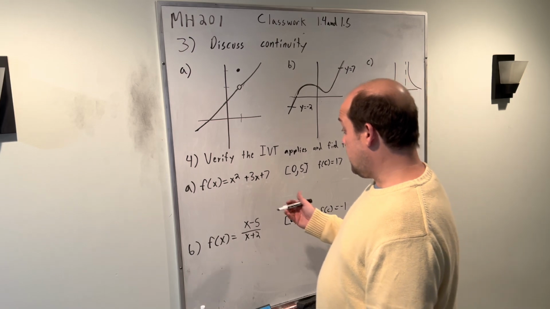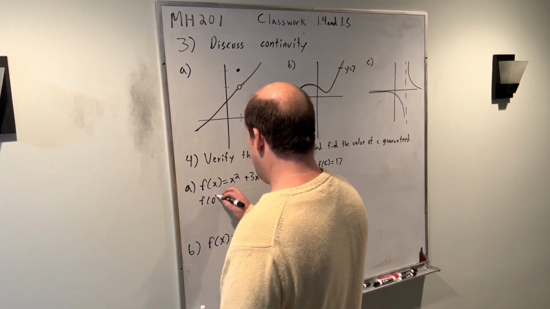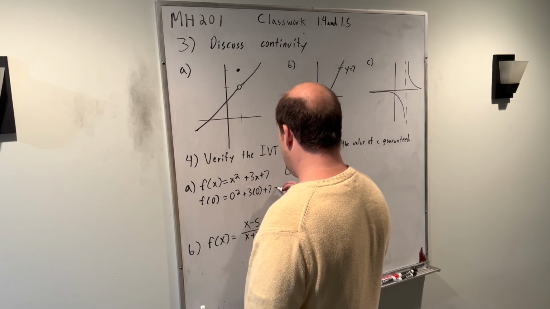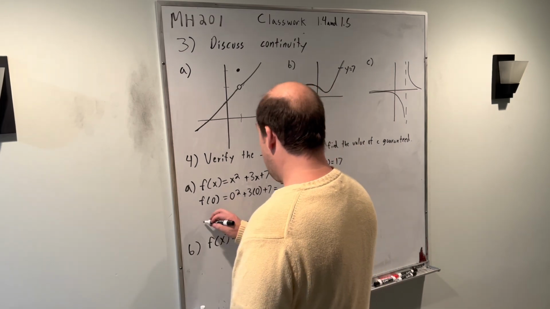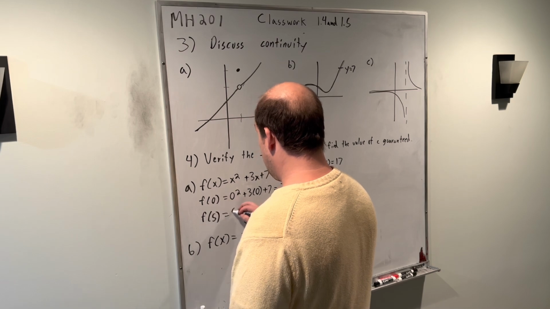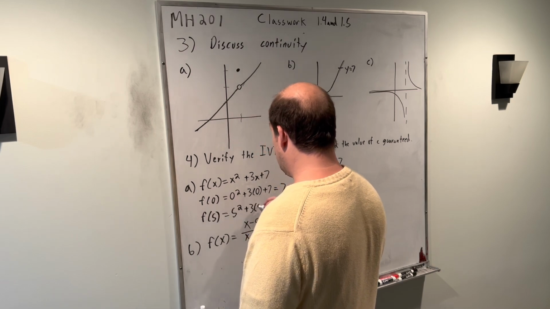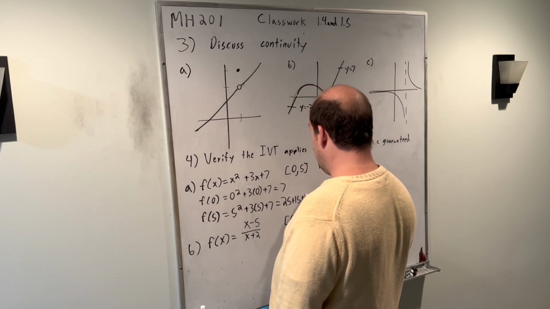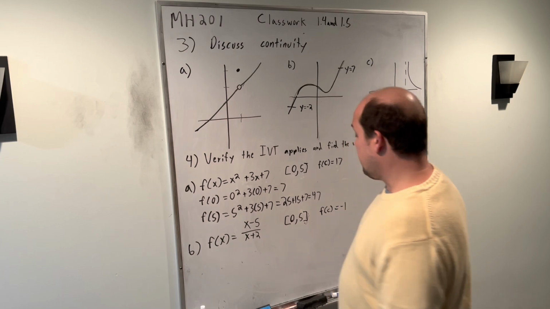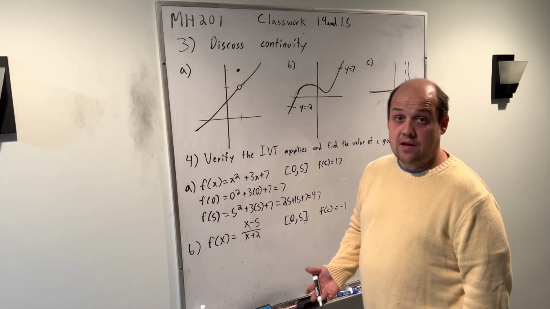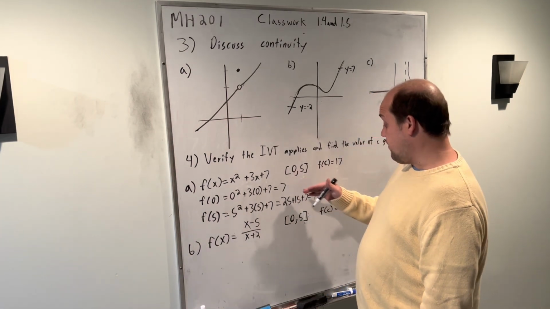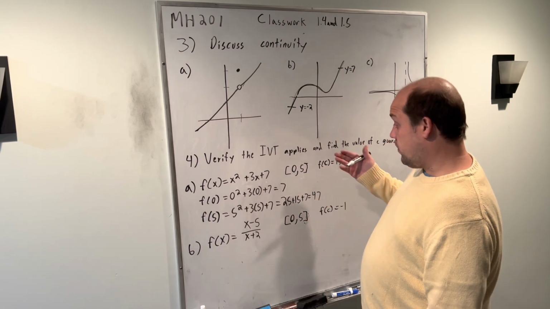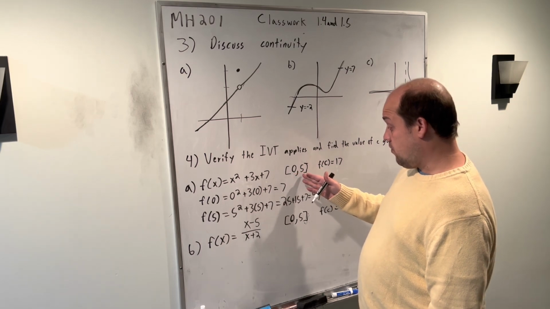When I go to plug in a 0, f of 0 gives me 0 squared plus 3 times 0 plus 7, which just gives me 7. F of 5 gives me 5 squared plus 3 times 5 plus 7. That gives me 25 plus 15 plus 7, which gives me 47. That tells me by the intermediate value theorem that anything between 7 and 47 must be somewhere on this function between the x values of 0 and 5.